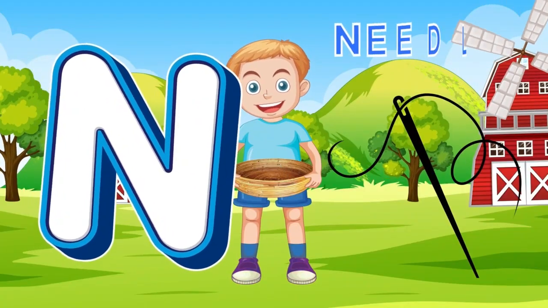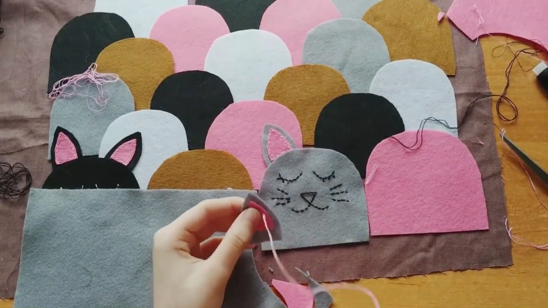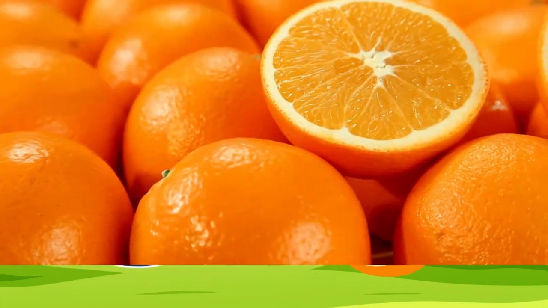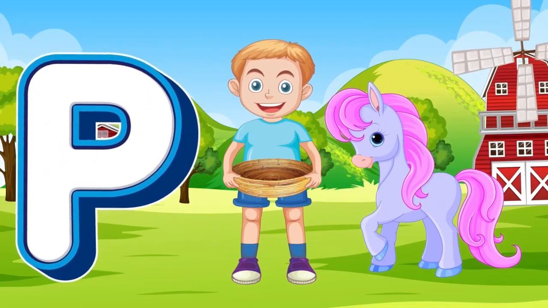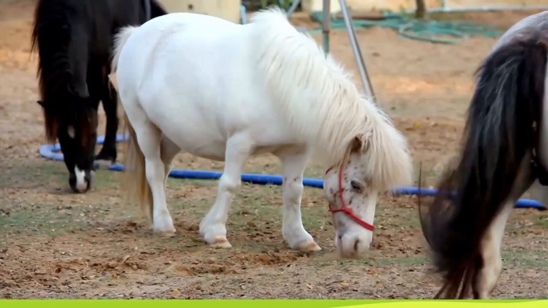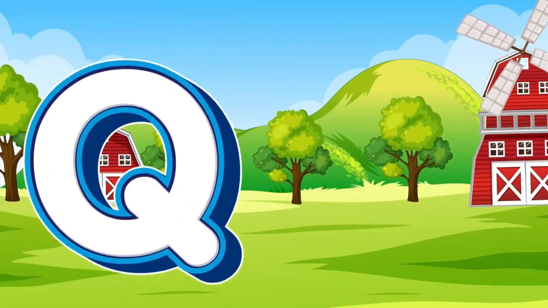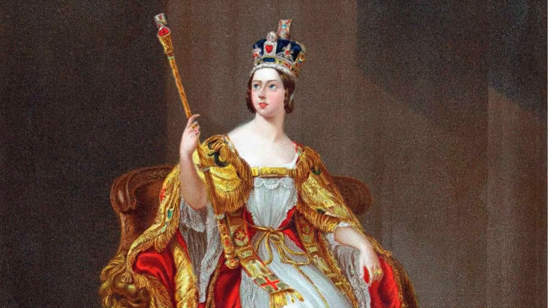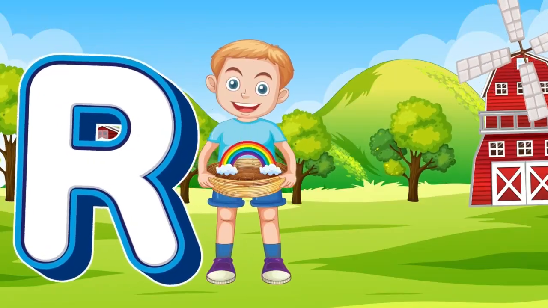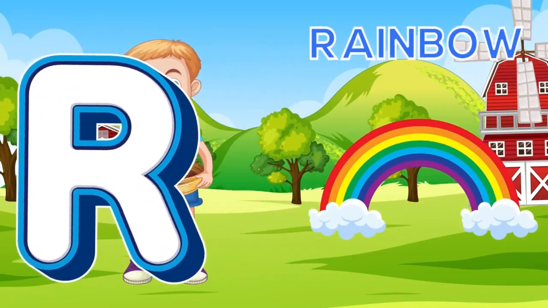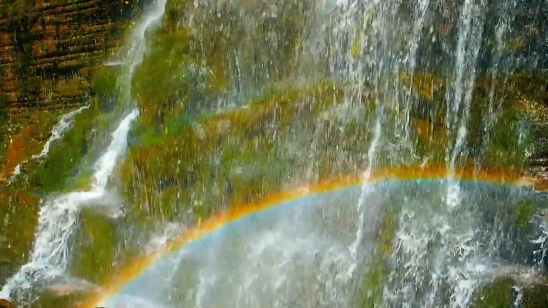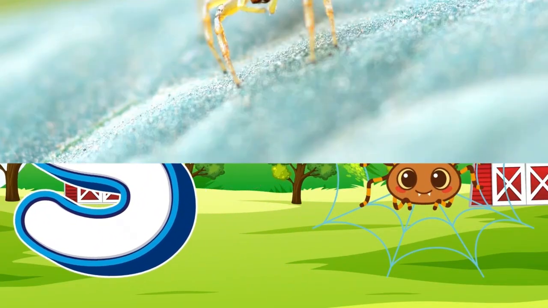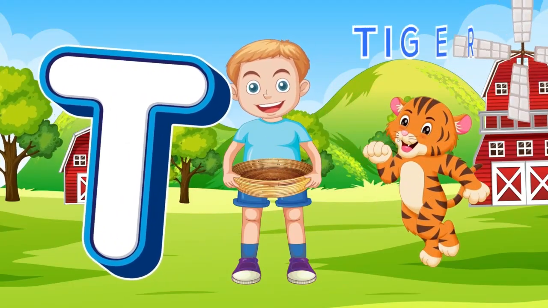N is for needle. O is for orange. P is for pony. Q is for queen. R is for rainbow. S is for spider. T is for tiger.